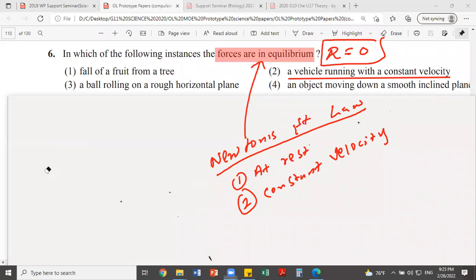Please raise your hand with this understanding. Those who got the second answer before me, with this understanding: equilibrium means forces are balanced, the resultant force is 0. Therefore, the object should either be at rest or moving with constant velocity.